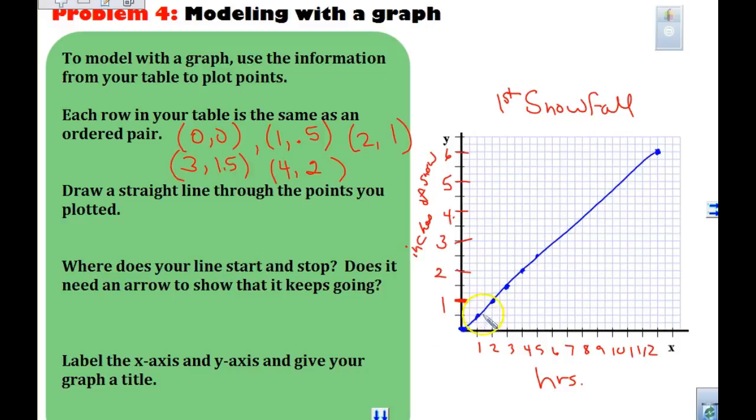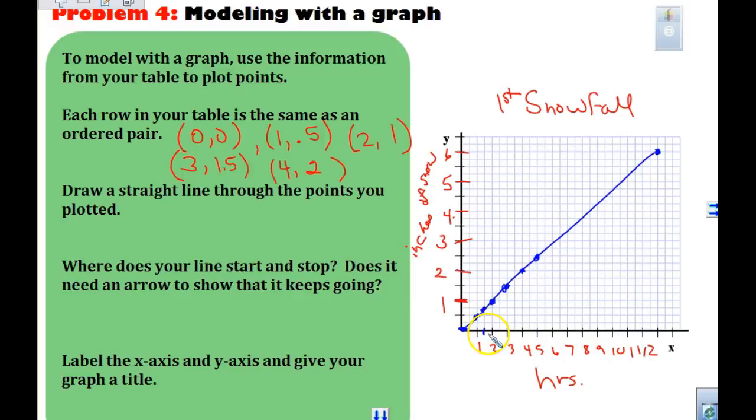Please connect all those points that you had with a line. Now, I will have rulers and straight edges for you to use as we do this unit. So as we are doing this, it says draw a straight line through your points that you plotted. Because I want you to think about, at 1.5 hours, do we know how much snow we're getting at 1.5 hours? Right, we can predict that.